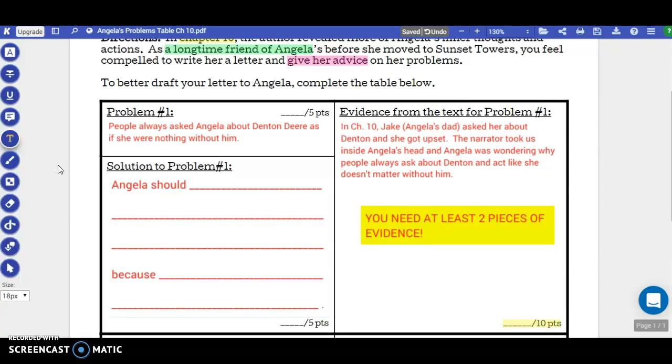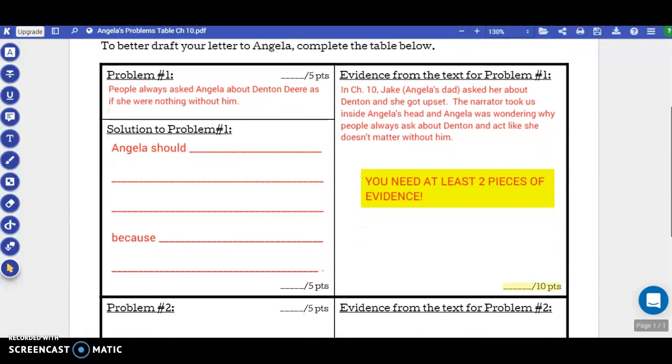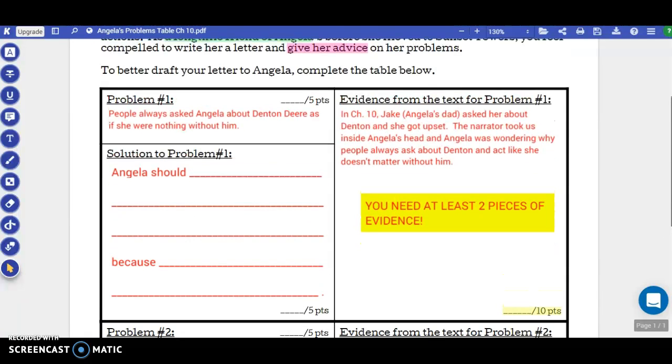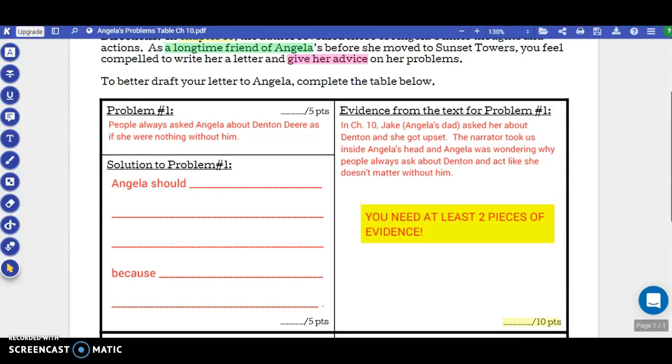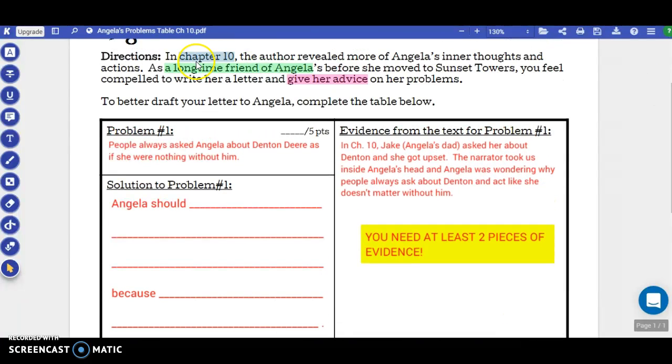So this is an example of what I want it to look like. I gave you a problem. I gave you one piece of evidence. You need to give me at least one more on your own. And then for the solution, you need to explain both what Angela should do and also why she should do it. Okay, so that's what you need to do for this sheet. So you would do the same thing for problem 2 with just another problem that you've identified based on your reading of chapter 10.